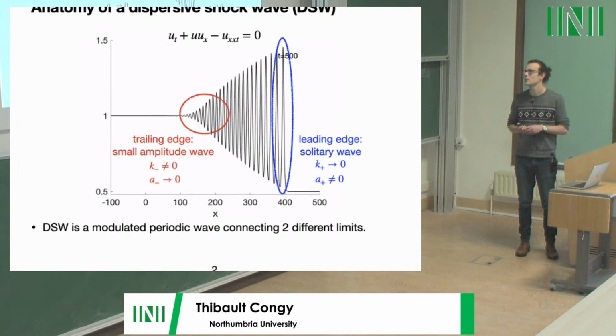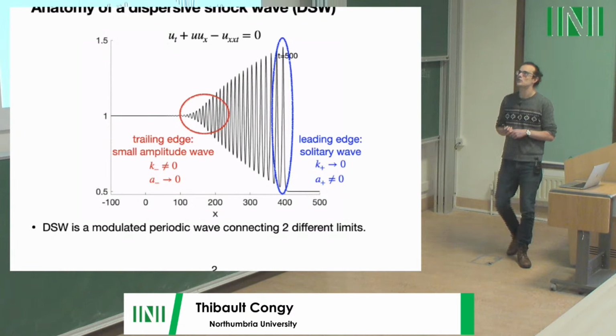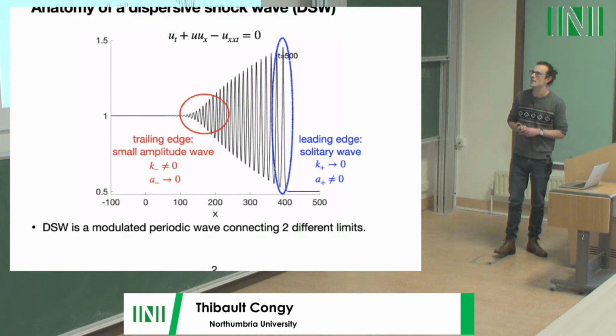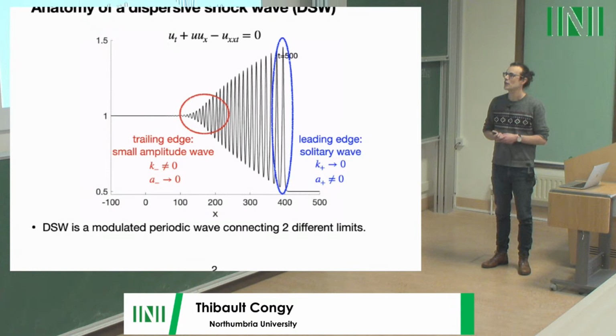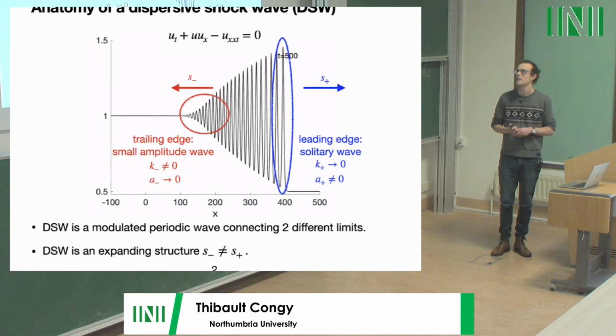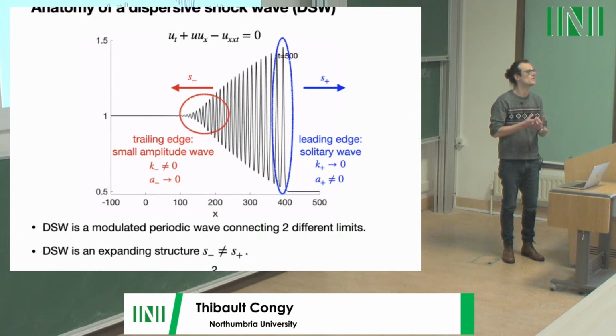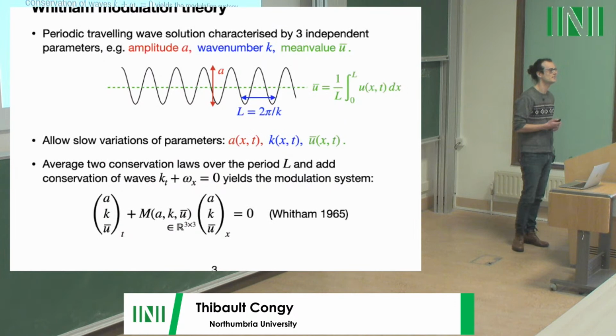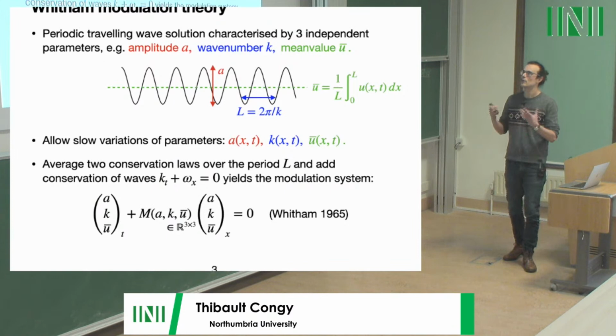On the other side, you have the small amplitude wave limit, or harmonic limit, where now you have a finite wave number, so finite wavelength, but the amplitude of the wave is going to zero. And this structure, this modulated periodic wave, is not a traveling wave solution, it's an expanding structure. If you compute the velocity of this limit and this limit, they are going at two different speeds, and that's what you saw in the video, that this is an expanding structure. We already had many talks on Whitham modulation theory by Gennady, and this morning by Stefano Trillo. So here is just a brief summary, but the usual theory that you use is the Whitham modulation theory.